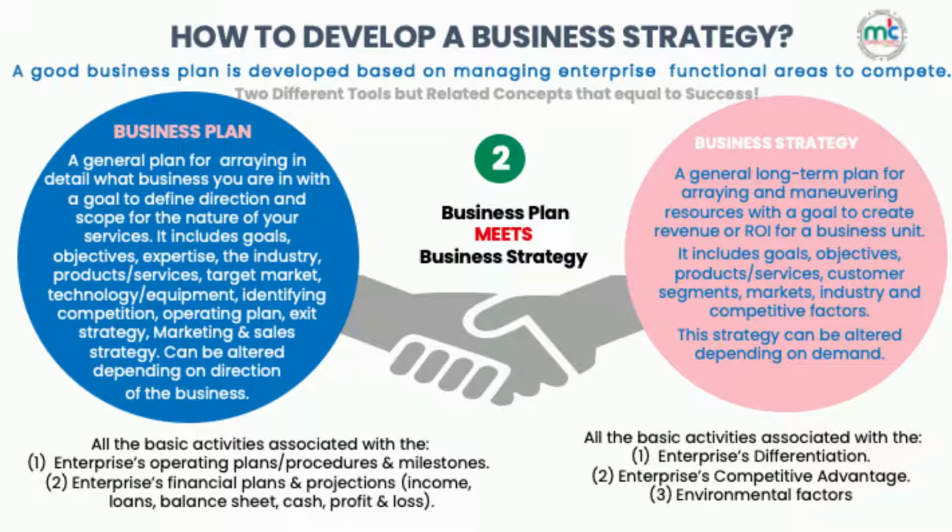It details that aspect of income, expenditure, and income required for your business. On the other hand, a business strategy is a general long term plan for arraying and maneuvering resources with a goal to create revenue or return on investment for a business unit. It includes goals, products and services, customer segments, markets, industry and competitive factors, and objectives. This strategy can be altered depending on demand.